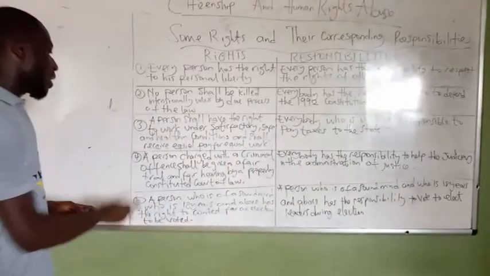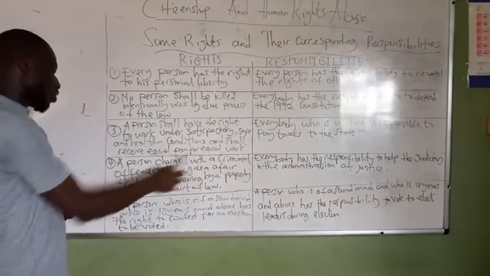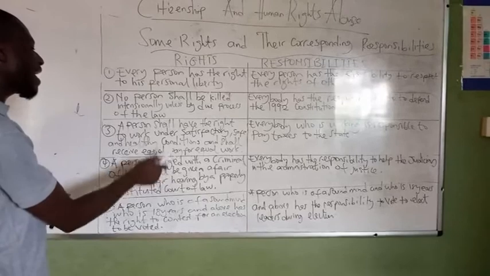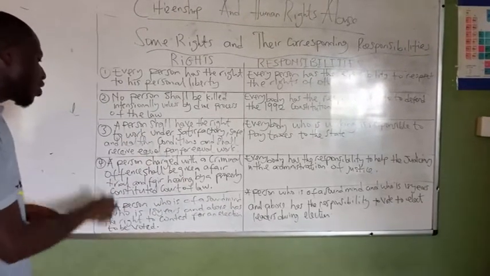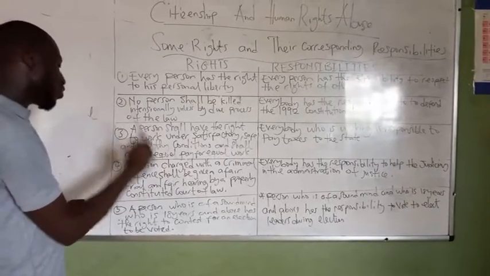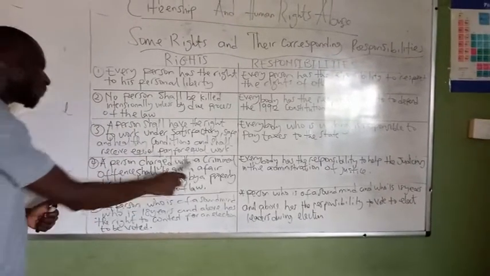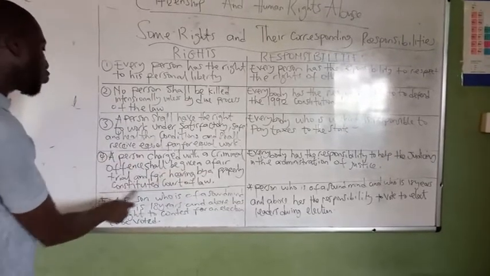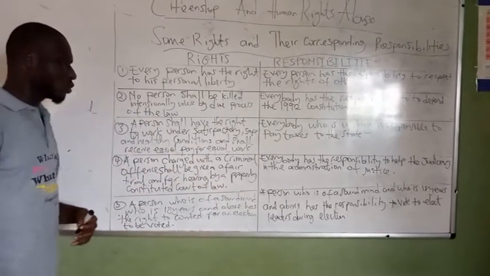Now, the fourth one. A person charged with a criminal offense shall be given a fair trial and a fair hearing by a properly constituted court of law.